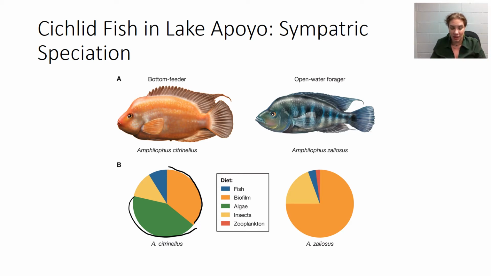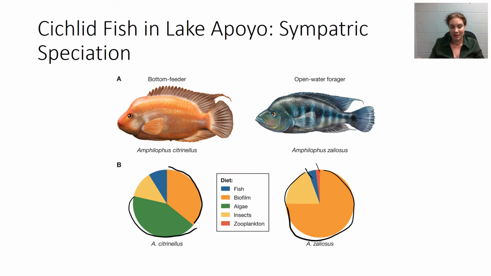On the other hand, the other fish are the Amphilophus zaliosus fish, as in zebra striped, which is exactly how they got their name. And these fish primarily eat biofilm. There's a smaller part of their diet that's insect-based. They also have a little bit of fish and maybe a little bit of zooplankton, and that's part of what separates them. They also live at different levels in the lake. For example, the citronellus is actually labeled as a bottom feeder, and the zaliosus is actually labeled as an open water forager. So they actually don't exist in the same depth and the same level of the lake, and they don't actually intermix with each other that much.